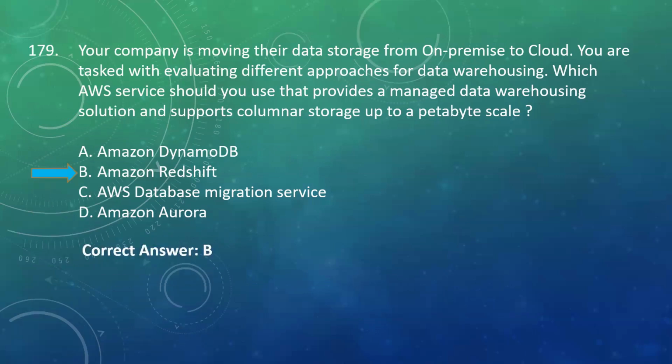Let's look at why the others are not correct. DynamoDB is a managed NoSQL database service that is ideal for applications requiring high performance, low latency access to data at any scale. Therefore, it is not the correct answer as it is not a data warehousing solution. AWS Database Migration Service is a service that helps migrate databases to AWS. But again, it is not a data warehousing solution. That's why I told you to look at the gist of the question. If you look at the first statement where it says your company is moving their data storage from on-premise to cloud, you might be tempted by the option AWS Database Migration Service, but that's not correct here. Amazon Aurora is a relational database engine that is fully compatible with MySQL and PostgreSQL. While that is an excellent choice for transactional workloads, it is not designed for data warehousing, which leaves us with only one option, which is option B, Amazon Redshift, the correct answer.